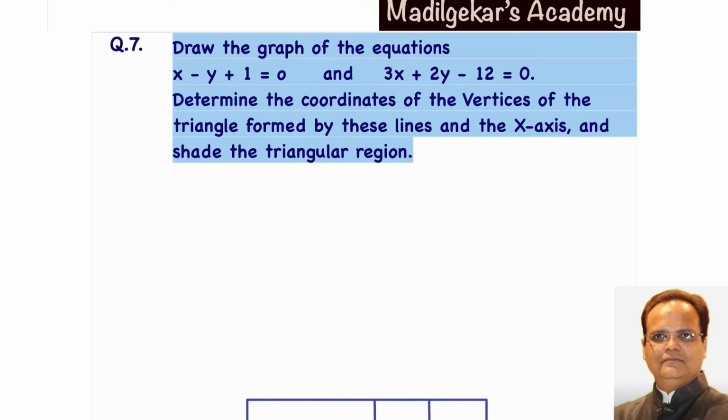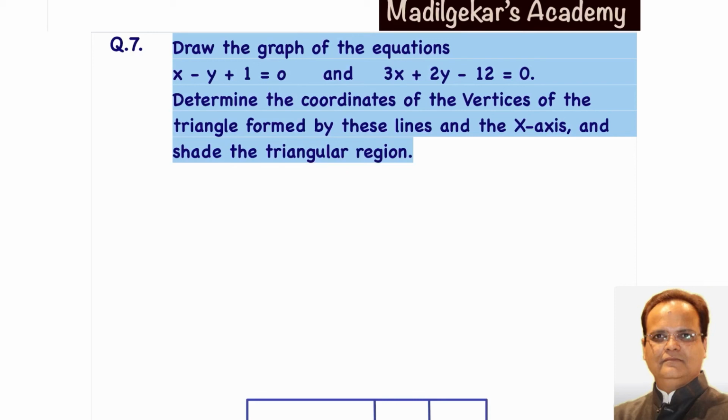Question number 7. The last example of this exercise. Draw the graph of the equations x minus y plus 1 equals 0 and 3x plus 2y minus 12 equals 0. Determine the coordinates of the vertices of the triangle formed by these lines and the x-axis, and shade the triangular region.